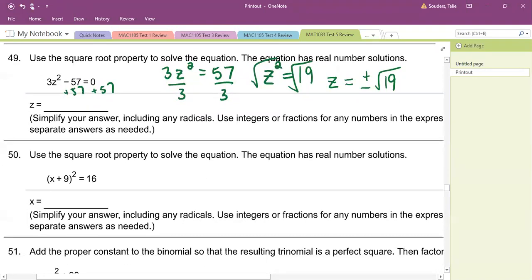How about number 50? You just take the square root of both sides because it's already in the correct form. Exactly. Whatever's being squared, which in this case is the x plus 9, is by itself, right? There's nothing else extra there. So your first step is to take the square root of both sides. Very good. When you take the square root of something that was being squared, you just get the original thing, right? So x plus 9 equals plus or minus, what is the square root of 16? 4.